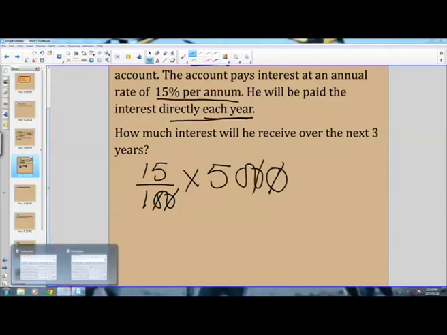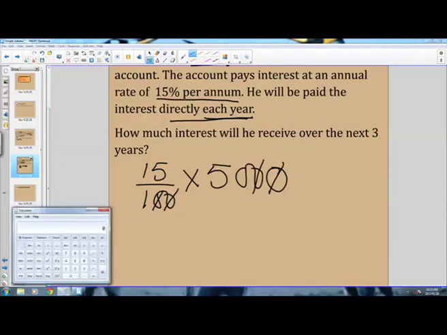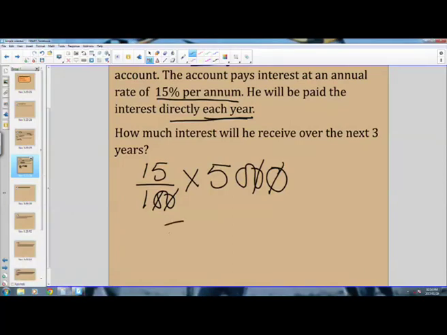You can get your calculator and then multiply 15 times 50. This gives us 750. So 15% of 5,000 is 750. This 750 is only for the first year.